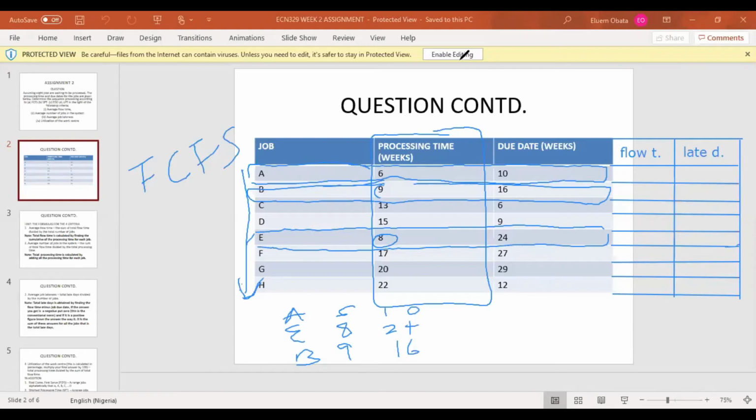Let's do one more. So the next shortest after B is what? 13, which is C, coincidentally. So C is 13, and its due date is 6. So this is for shortest processing time. If we were to continue, we would continue with the next shortest, which is 15 D, followed by 17 F, followed by 20 G and 22, which belongs to H. So if we were doing shortest processing time right now, that is what we'd be doing. I would still do the flow time and the late days for that one as well.